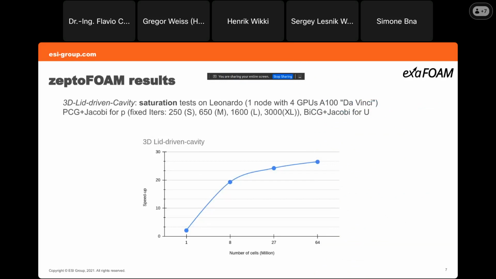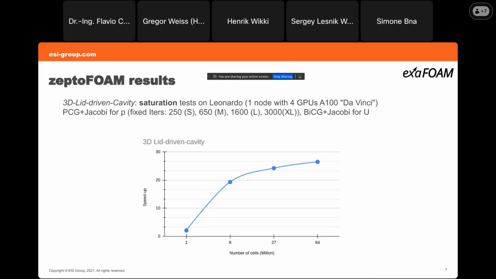And for the moment, we only deliver results using the laminar 3D lid-driven cavity, but we can see this test as an upper bound of performance you can achieve with this approach. I think that in, say, less ideal simulations, the results will be lower than this, but you have an upper bound that you can use as a reference.